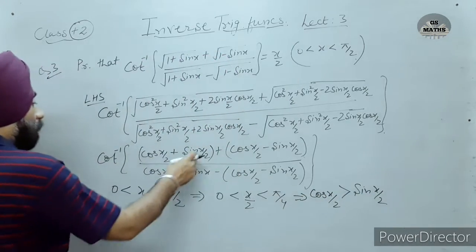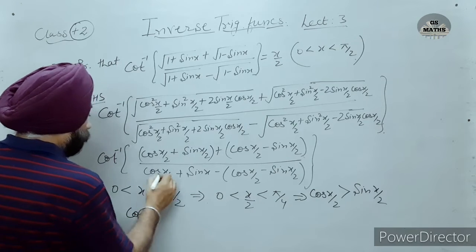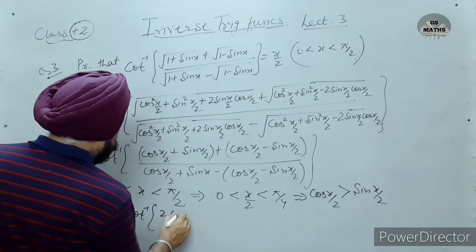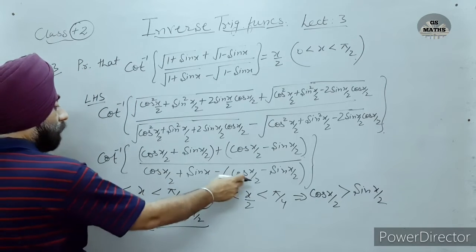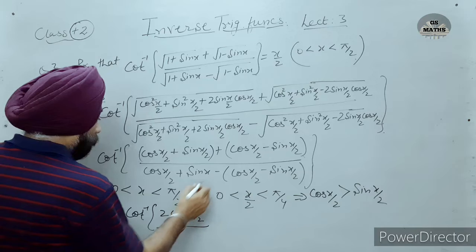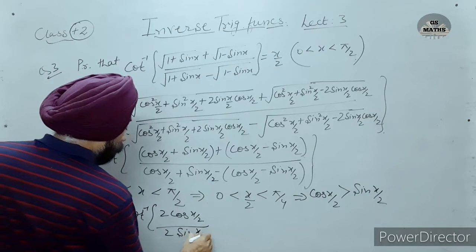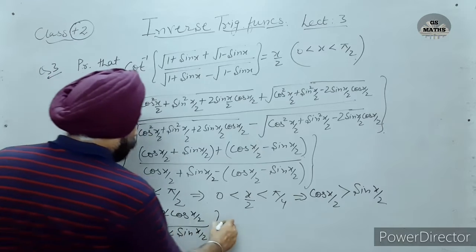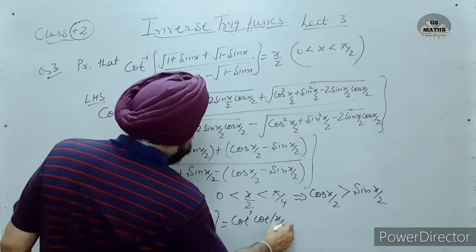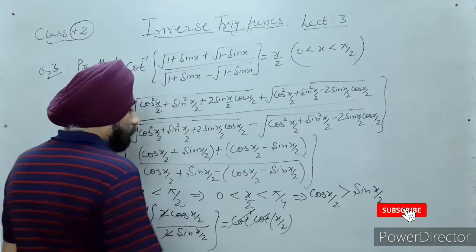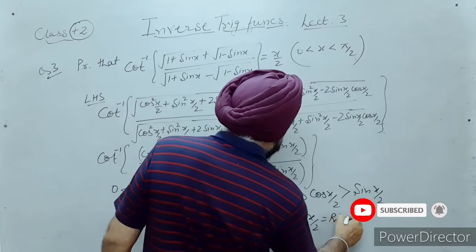Now I can solve it. This sin x by 2 cancels. Cot inverse, I am left with 2 cos x by 2 divided by 2 sin x by 2, the cos x by 2 cancels. This 2 with 2 goes. That is cot inverse of cot of x by 2 is left. Cot and cot inverse cancel. The answer is x by 2, which is equal to your right hand side.